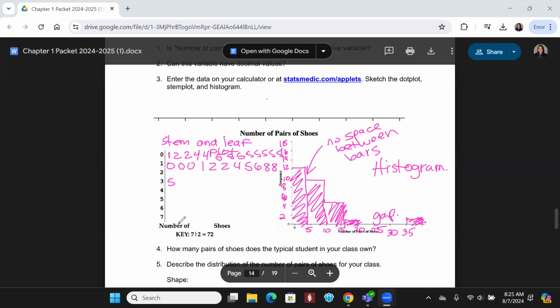For stem and leaf, you always want to make sure you say what you're actually looking at. We were looking at the number of pairs of shoes, so that label is down here at the bottom. Does that make sense? On number 4, how many pairs of shoes does the typical student in our class own? We can say probably between 1 and 10-ish.